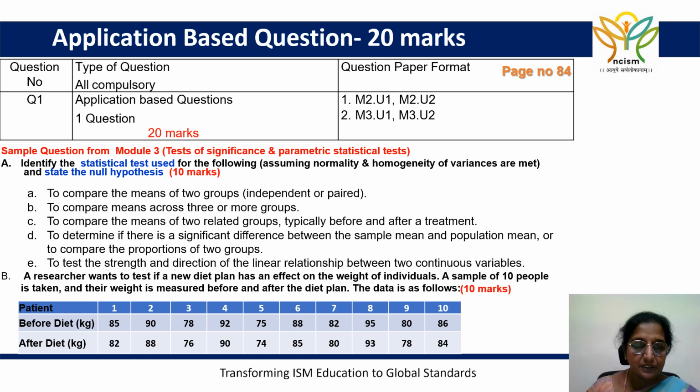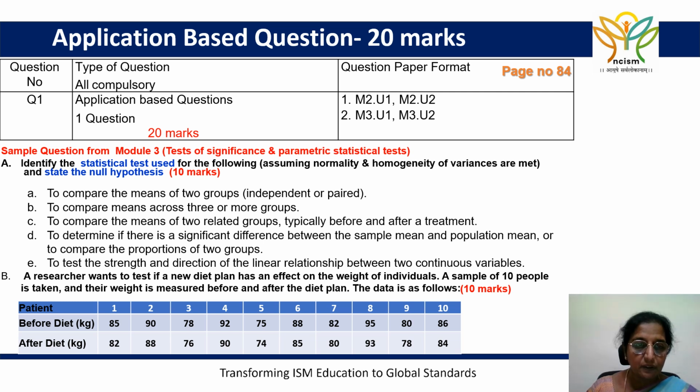For A division, to compare the means of two groups, independent or paired. B, to compare means across 3 or more groups. C, to compare the means of two related groups, typically before and after treatment. D, to determine if there is a significant difference between the sample mean and population mean, or to compare the proportions of two groups. E, to test the strength and direction of the linear relationship between two continuous variables.